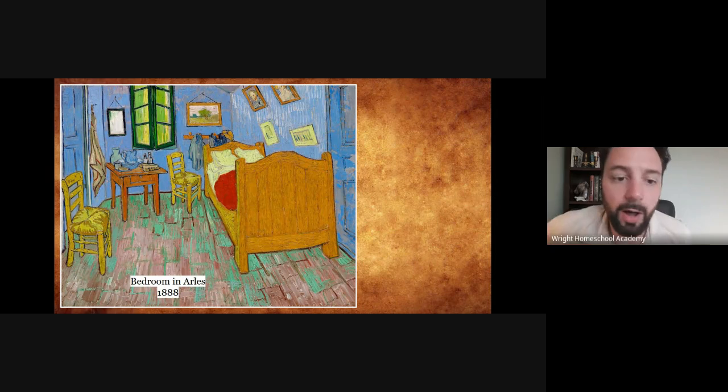Okay, here are a few other of his paintings. Here's the bedroom that he stayed at in Arles. So again, painted in 1888. How would you describe this painting?